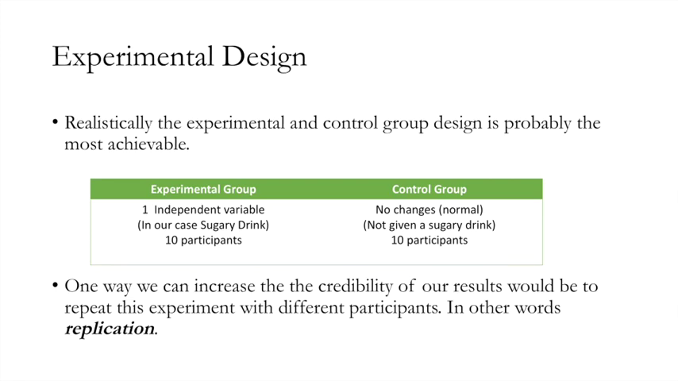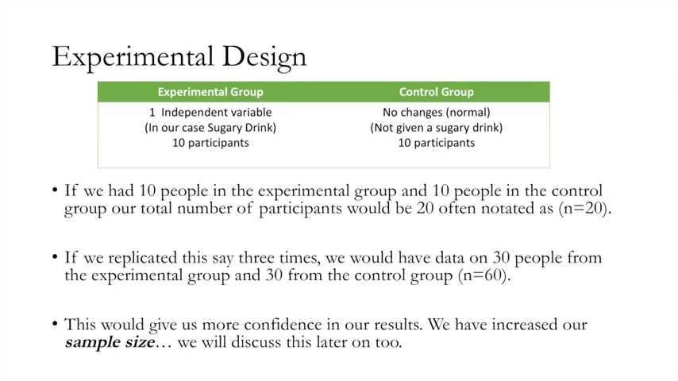One way we can increase the credibility of our results, however, would be to repeat this experiment with different participants. In other words, replication. So we've got 10 participants at the moment. So if we had 10 people in the experimental group and 10 people in the control group, the total number of participants would be 20, and that's our sample size. And that's often notated as n equals 20. That's the total amount of people we have in our experiment.